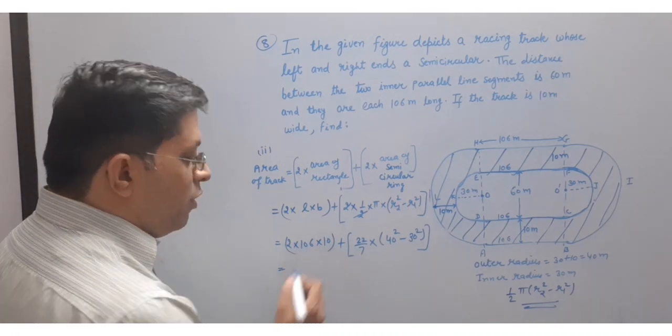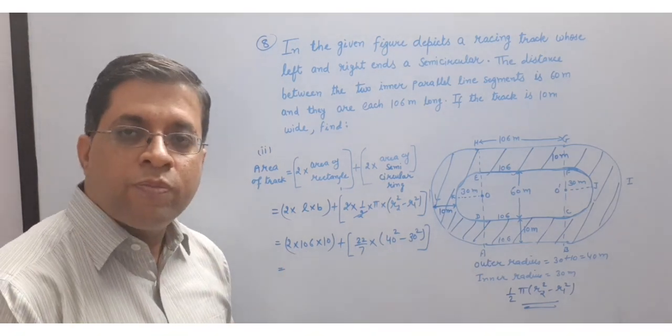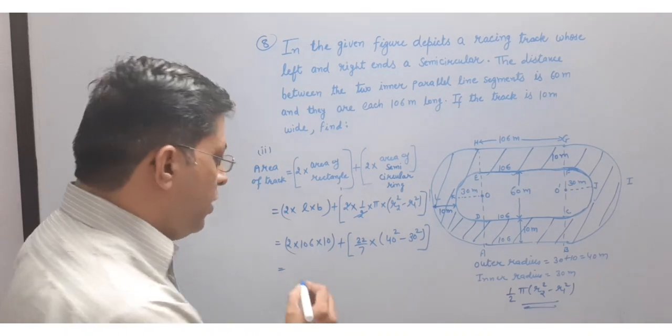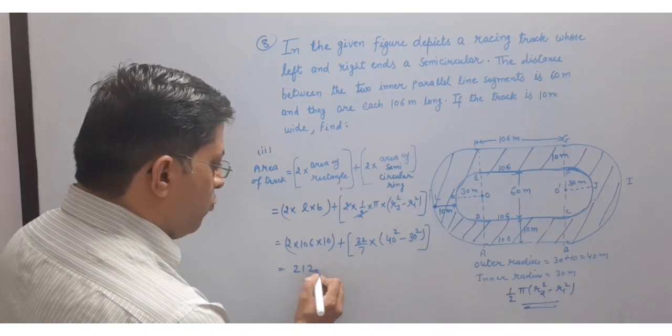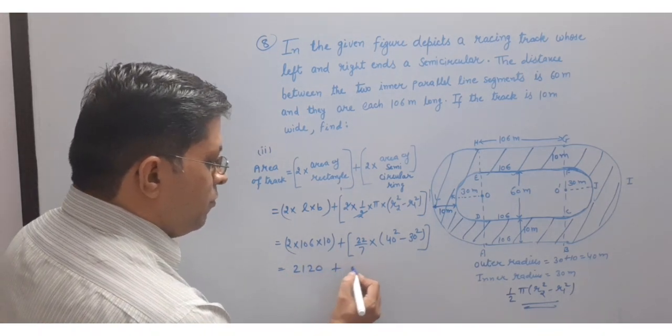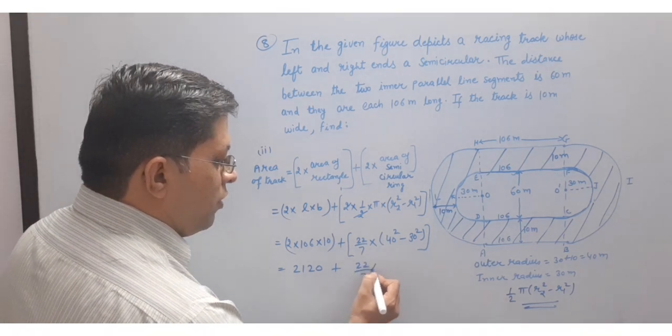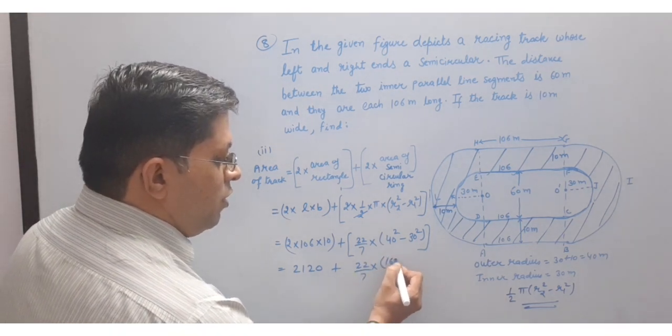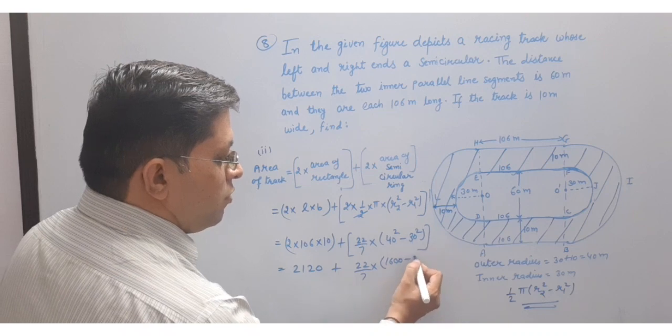Now come on. This is 106 into 2, 106 into 2 is 212, and 10 will come. This is 22 upon 7. This is 1600, 40 square is 1600, and this is 900.